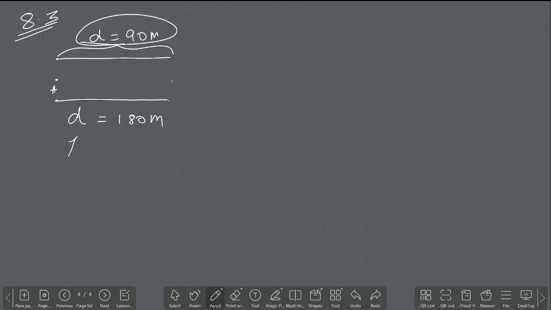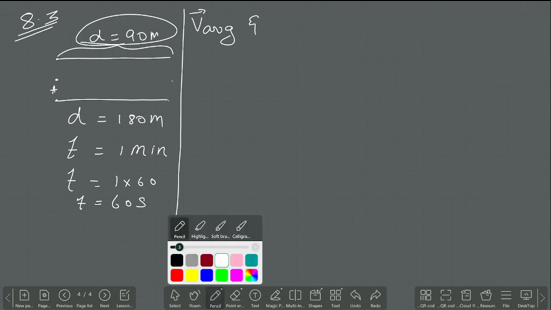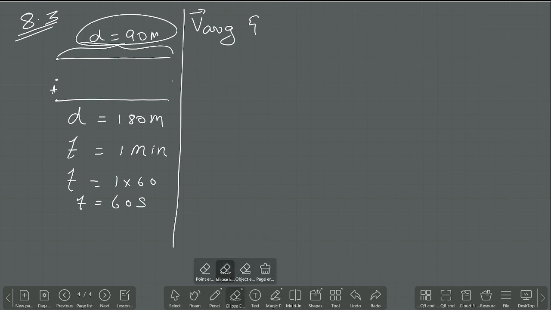For covering the distance, how much time is she taking over here? 1 minute. Is minute a unit of time? No. So convert this minute into seconds. 1 into 60 is equal to 60 seconds. So this is going to be the time taken. Now what are we going to do? We are going to calculate the average speed as well as the average velocity.